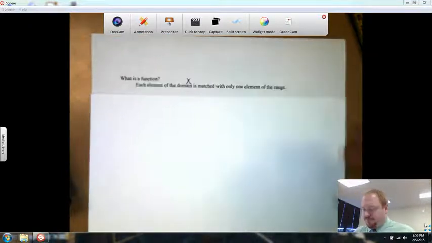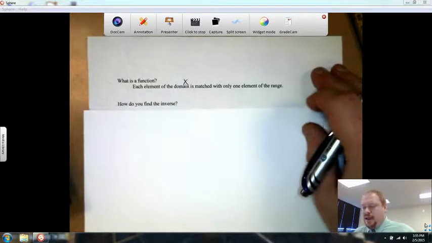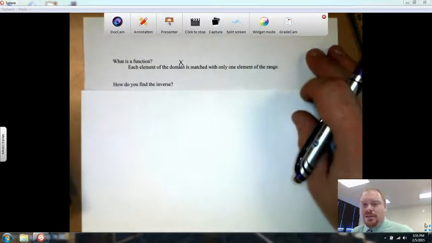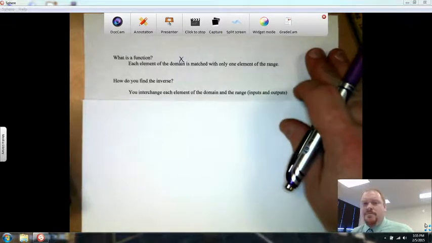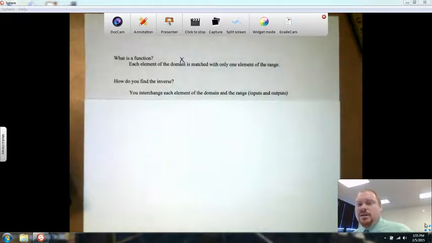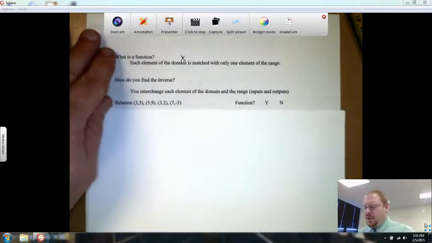So, how do we find the inverse? Well, we've already looked at that just a little bit. We interchange each element of the domain with the element of the range. So we switch the inputs and outputs, or we switch the x and y's. Okay, so here's an example.